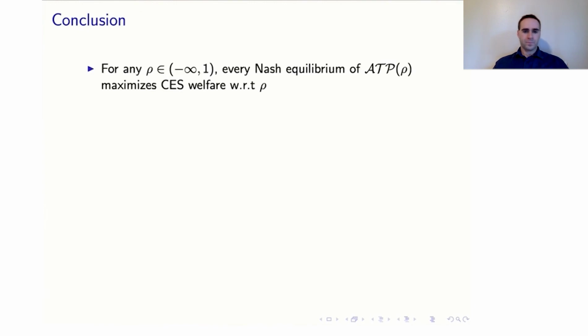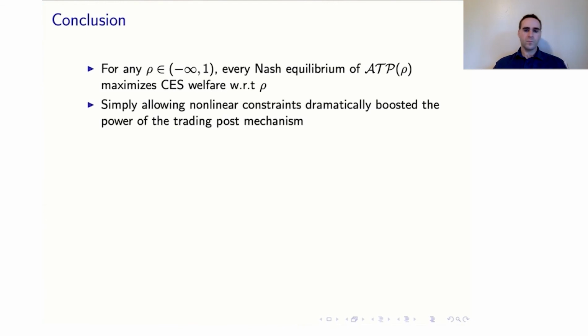To wrap up, we said that for any rho between negative infinity and 1, not including 1, we give this mechanism ATP of rho, such that every Nash equilibrium maximizes CES welfare, and there exists at least one Nash equilibrium. On a qualitative level, simply allowing these nonlinear constraints made this mechanism a lot more powerful. And this is a theme in my other talk also, that if we take these cases where we're used to using linear constraints, linear prices, and we allow some nonlinearity, that can actually dramatically boost the power of these market mechanisms.